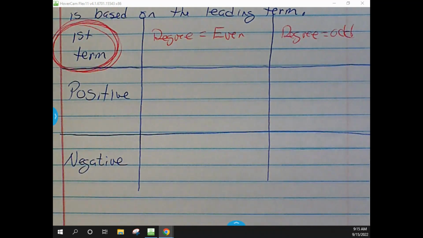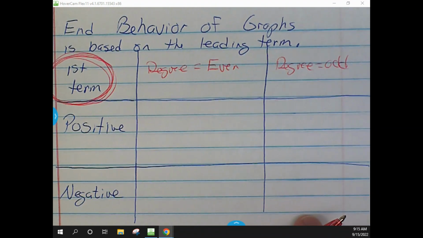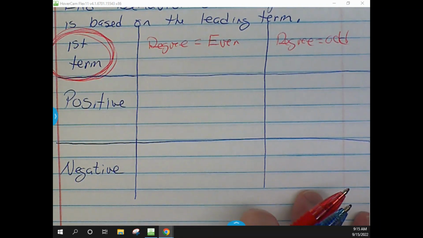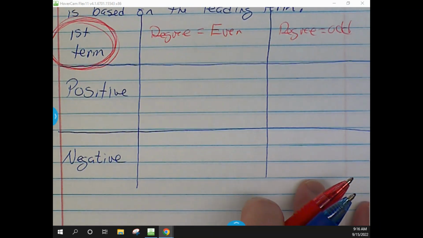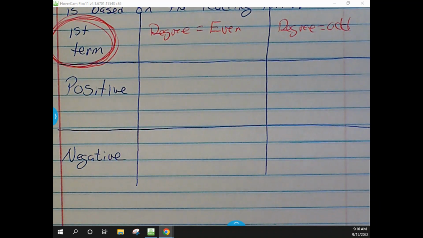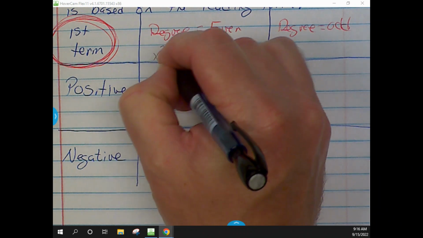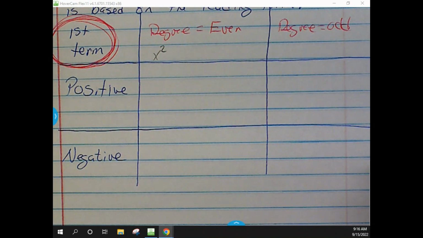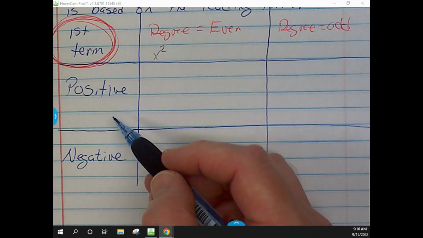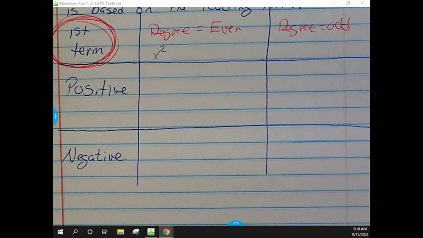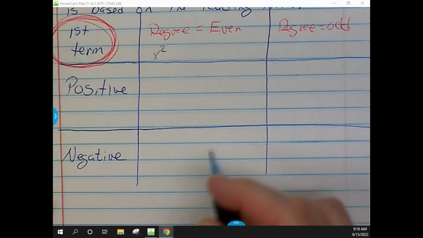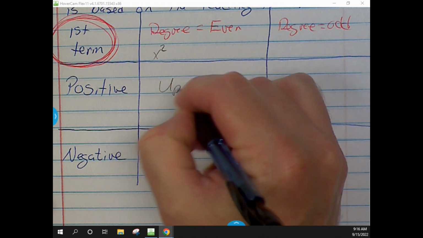Okay, so when we're talking about the end behavior of the graph, all you have to do is look at just the first term, as long as it's in standard form. If it's positive and the degree is even, that means we're going to have something like x squared as the leading term. Think about when the first term was positive. What did we know the graph was going to do? Left side was up, right side was up, right? So in Math Excel, they're just going to say up and up.